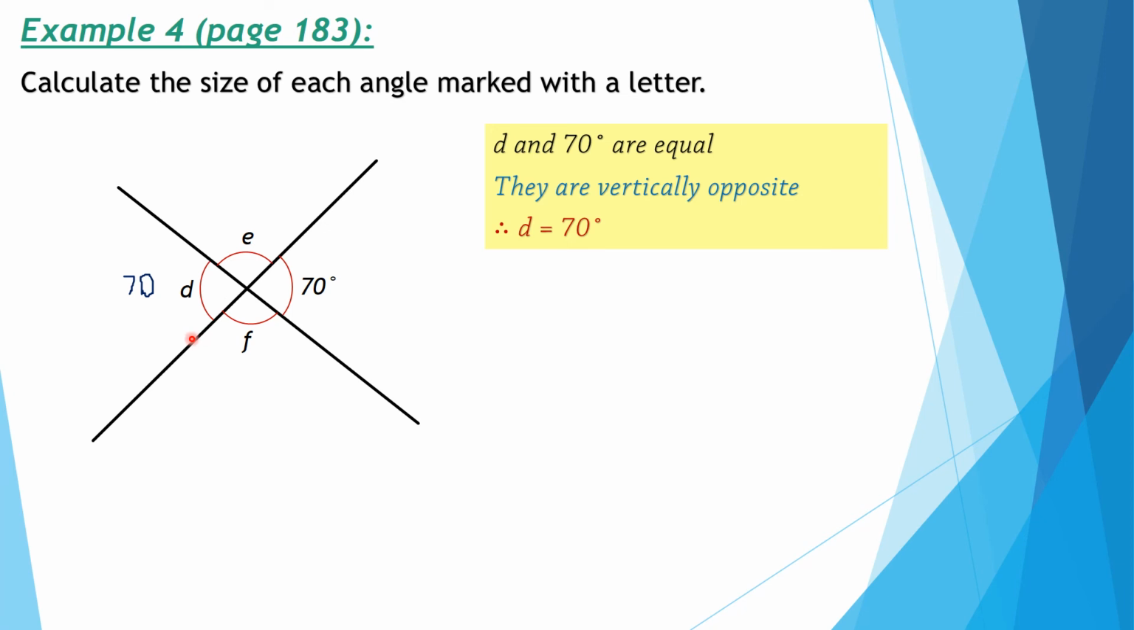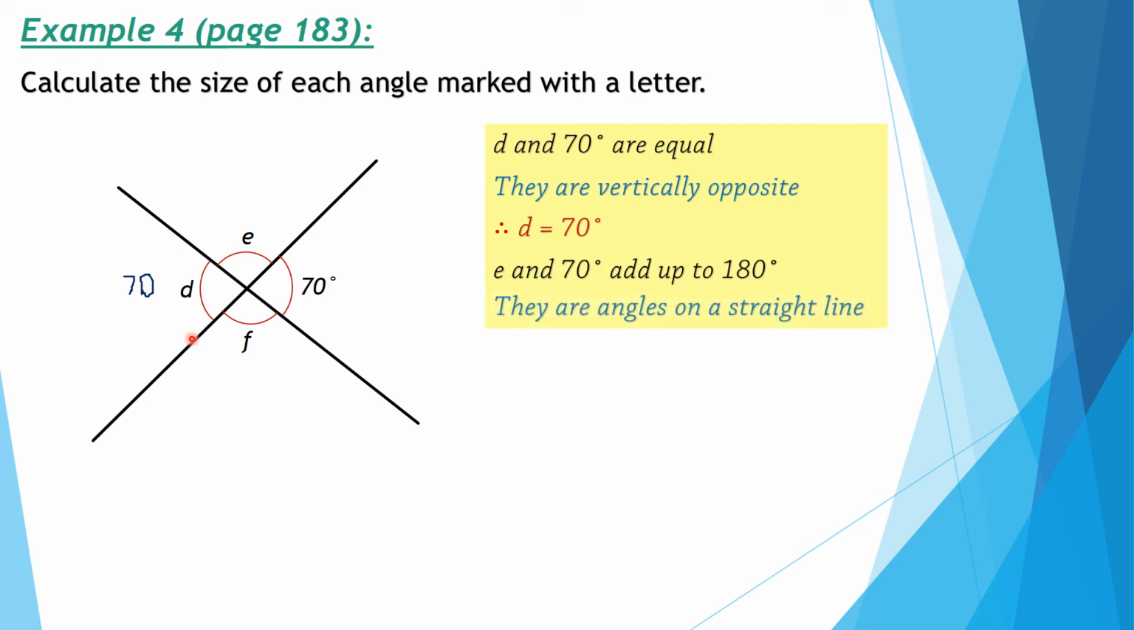Then look at D and E, children. What are they? Yes, angle D and E add up to 180. Reason, they are the angles on a straight line. So, when we know the size of D, which is equal to 70 degrees, can't we find the size of the angle E? Yes, the size of the angle E is equal to 110 degrees.